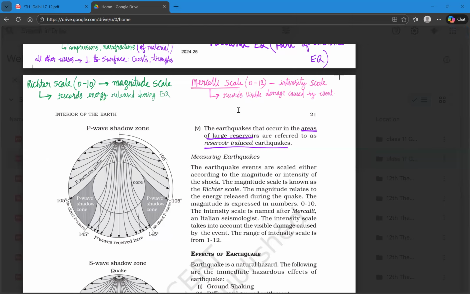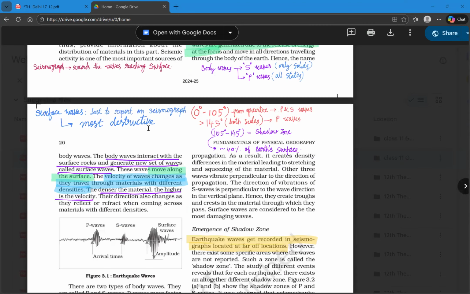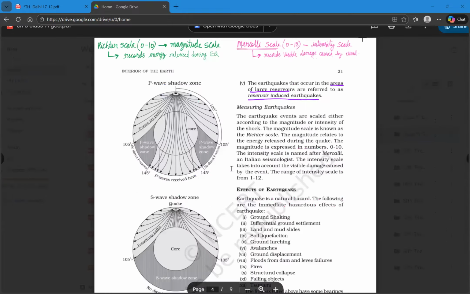So what is the difference between Richter scale and Mercalli scale? There are three differences basically. One, Richter scale estimates the magnitude, that is, it records energy released during earthquake, whereas Mercalli scale is an intensity scale. It records visible damage caused by the event. And in Richter scale, the range is from 0 to 10, and in Mercalli scale, the range is 1 to 12. While the seismograph, what is seismograph? It records the waves reaching the surface. So these are the three instruments that are related to the earthquake.